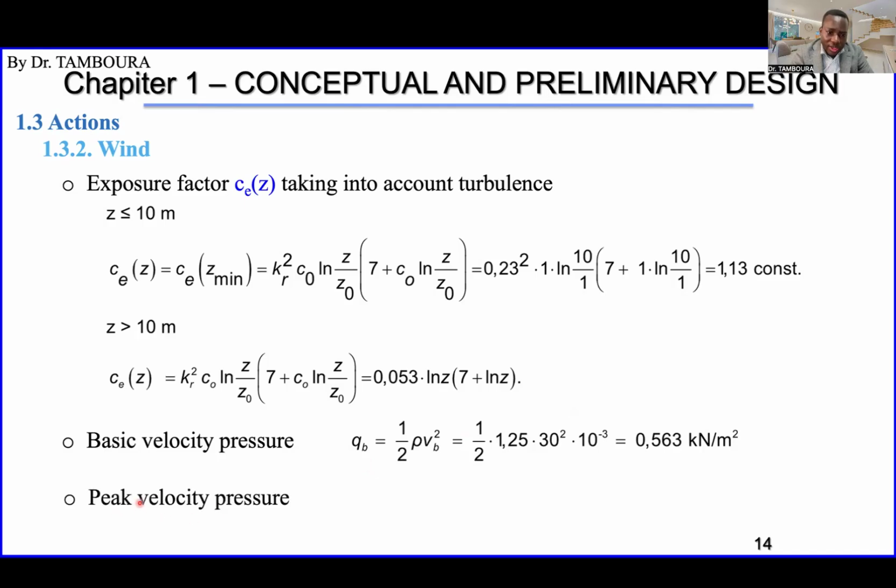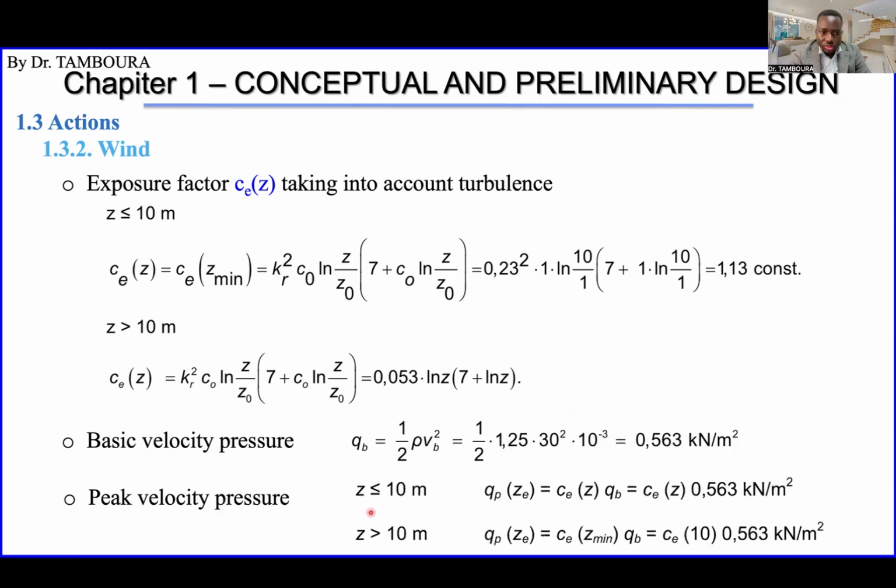Then the peak velocity pressure, not basic now, the peak one, has to be obtained from what we estimated here. See, if Z is less than 10 meter, we can see that the value of C here is this value, 1.13. So we have to use it here and just multiply it by this basic velocity pressure.